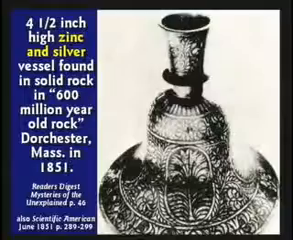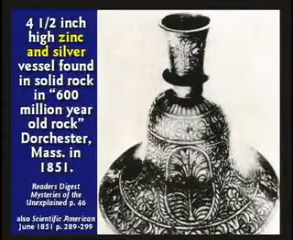There's a strange little thing on top, some kind of deity, it looks like. Who knows? It's like a Norse god. Yeah, don't know what it is. This zinc and silver vessel was found in solid rock, supposed to be 600 million years old.